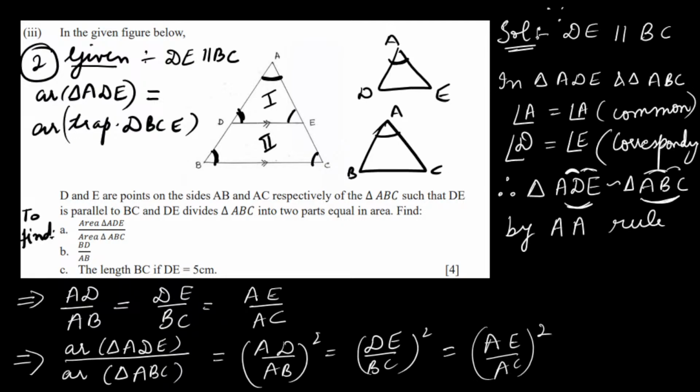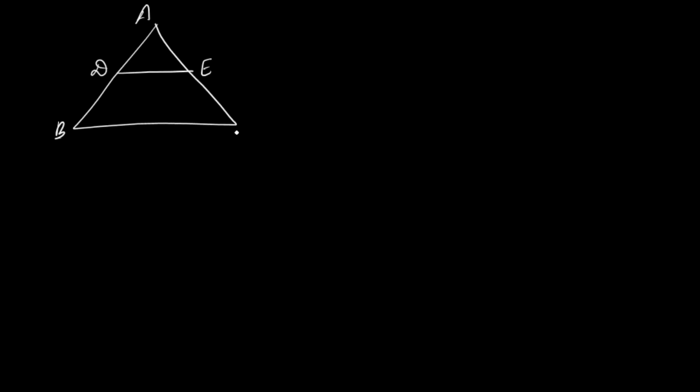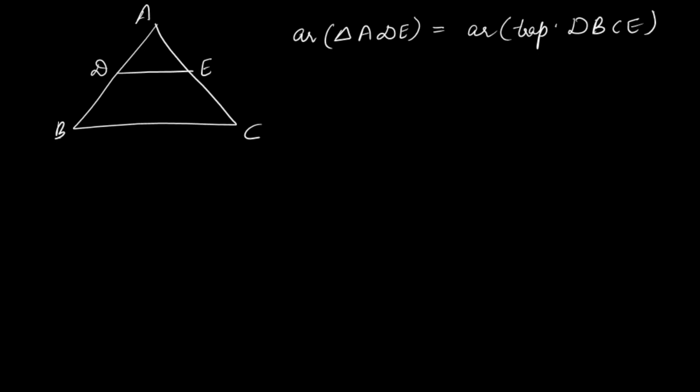But the given things we will use here. So what is given to us? It's given to us, see, this is the triangle. Here it's given to us that area of triangle ADE is equal to area of trapezium DBCE. So this is given to us. So this thing only we will use. How to use this thing?